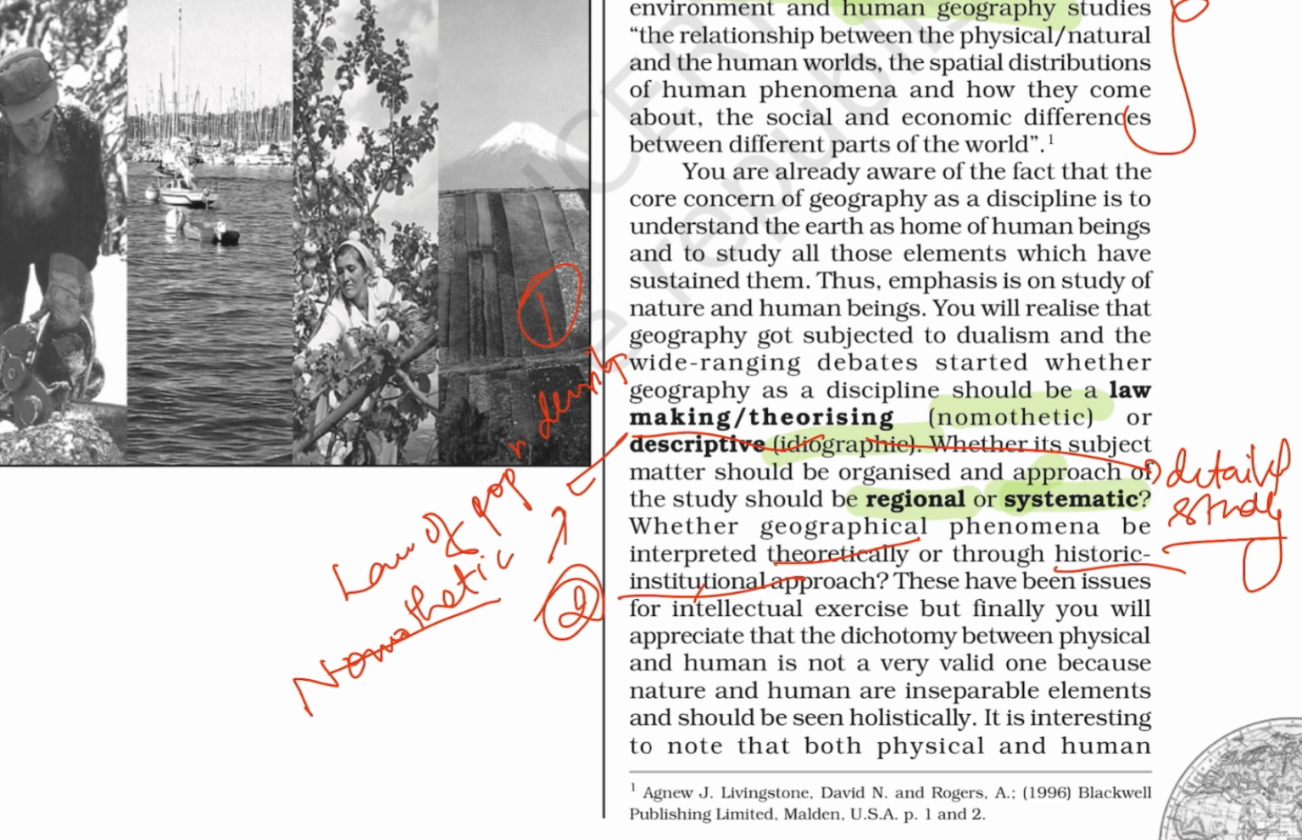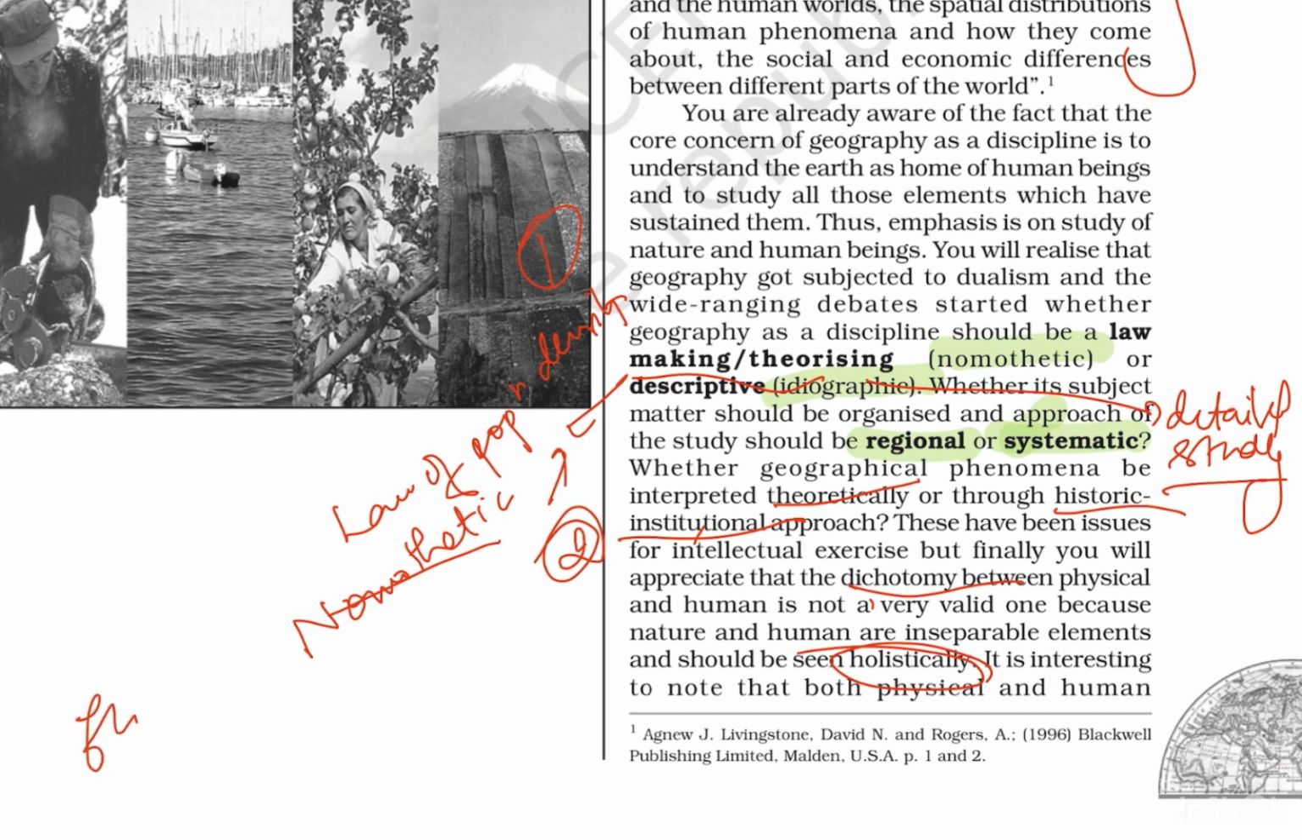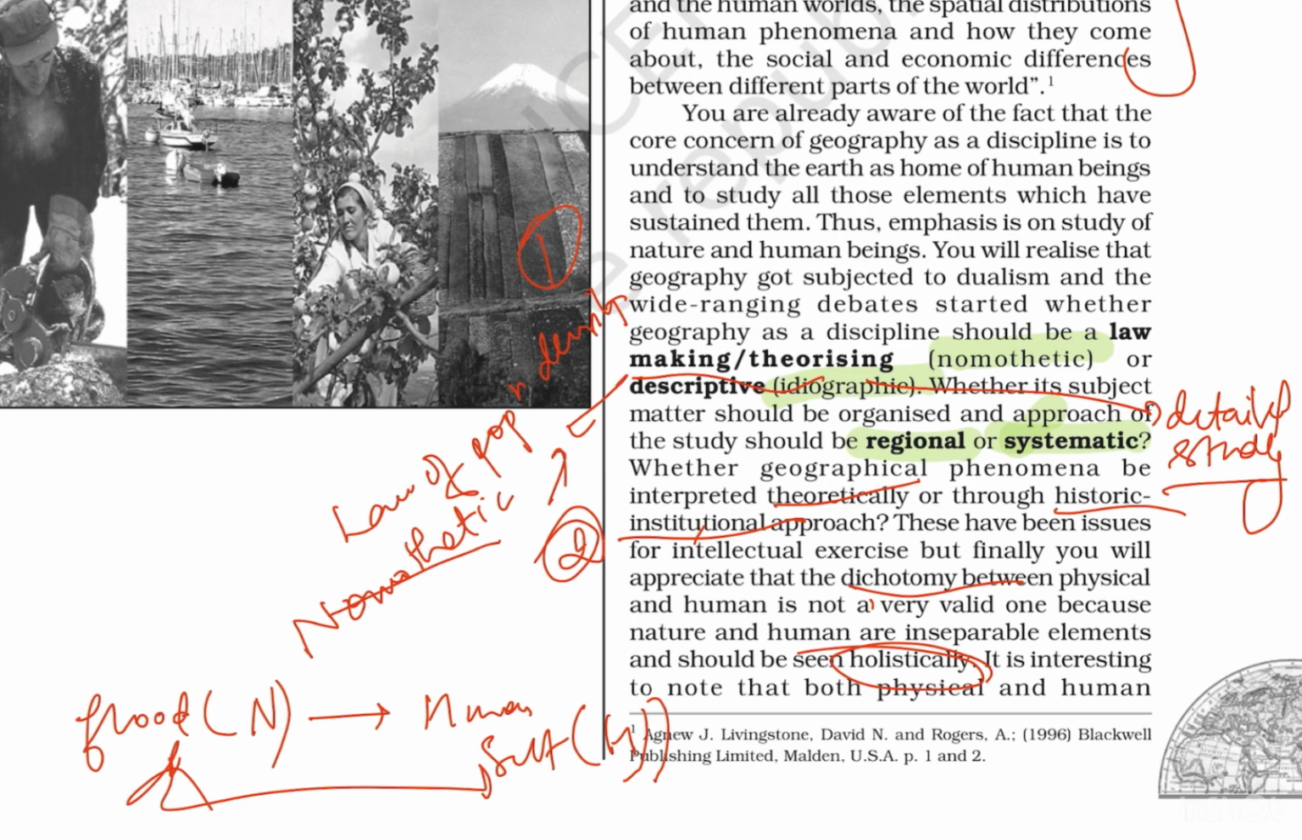Now, all of these debates are useful, but in the end, physical and human geography are deeply linked and they should be studied together. So here you're able to see the dichotomy which is there, but it is not very valid because they're inseparable and they should be studied holistically. Let me give you an example for this. A flood, which is natural, is definitely going to affect the human settlement, which is your human. So now these both must be studied together.